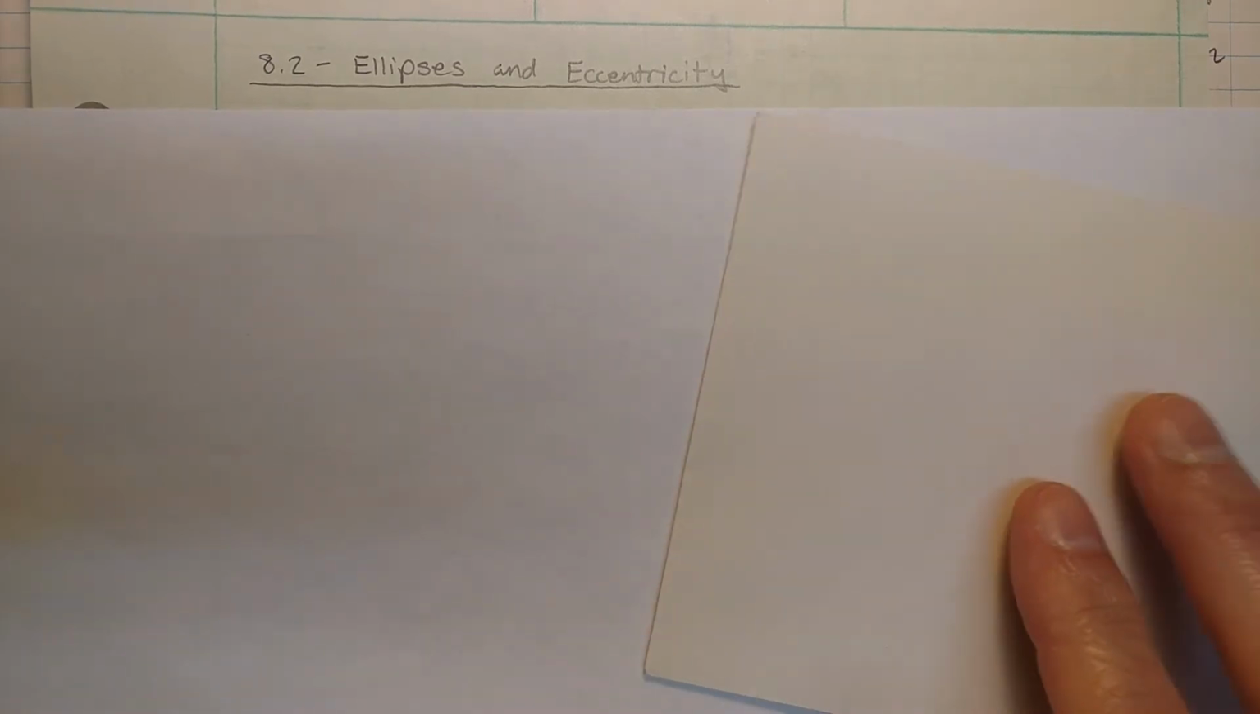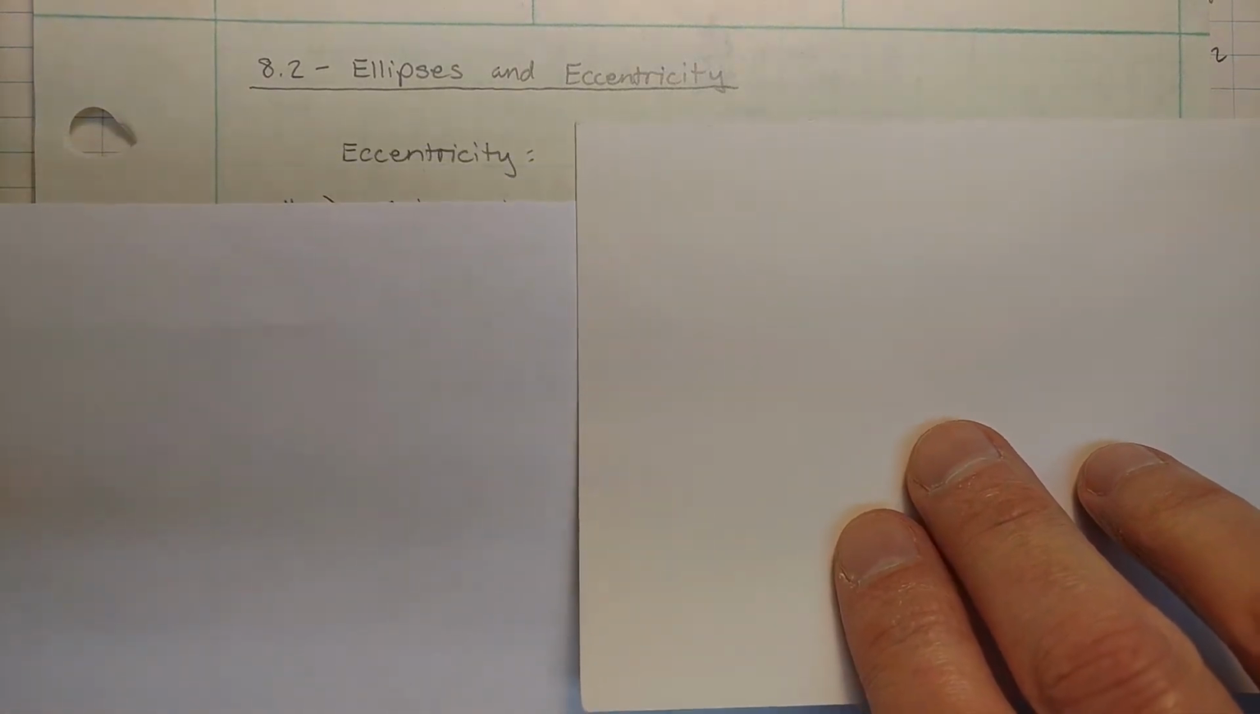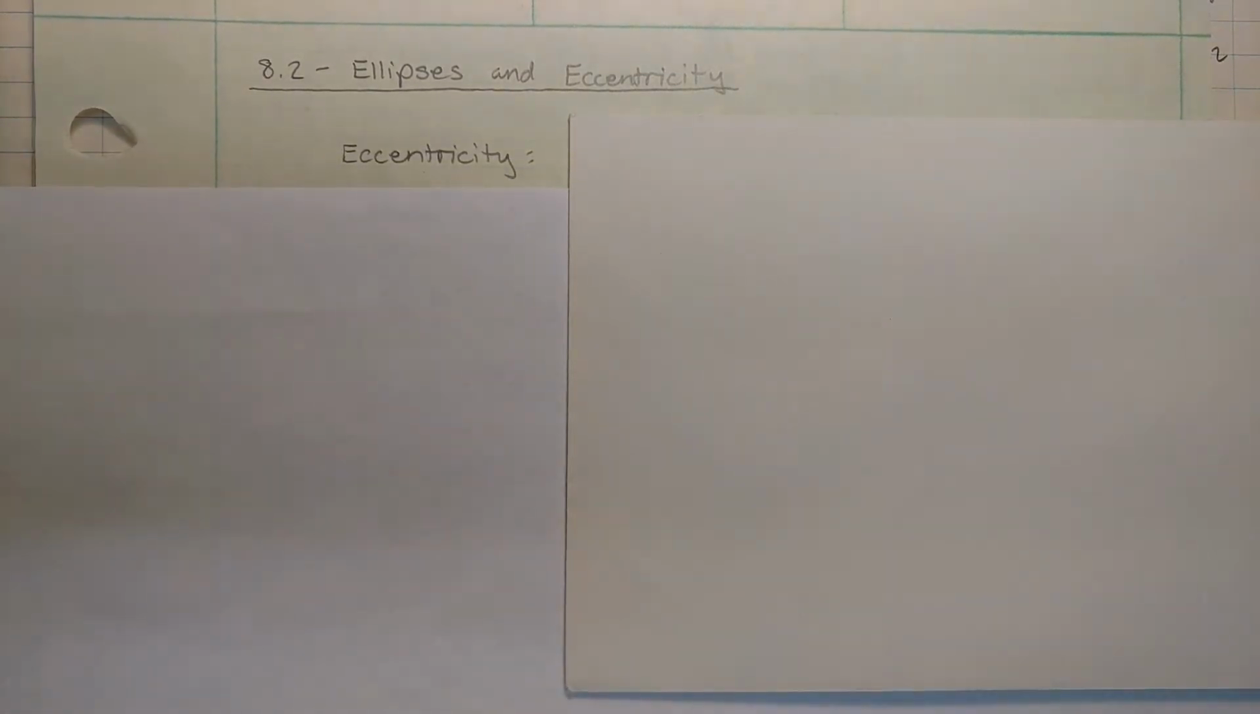Looks like we're ready to go and take a look at today's learning, which is going to be ellipses again, but specifically we're going to get a little bit more into their equations and particularly talk about something called eccentricity, which is something we didn't have with parabolas, but we do have with ellipses. So let's start with eccentricity and what we mean by that.